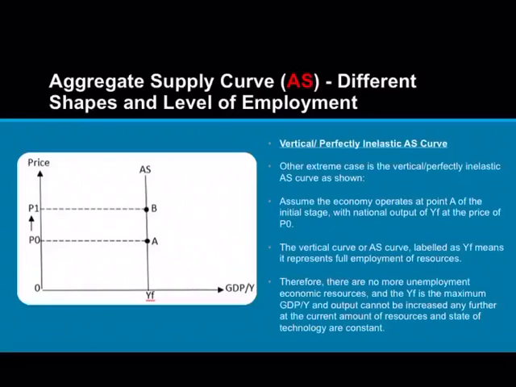Aggregate supply in the long run. You can see the price is P0 at point A, and the quantity at point A is YF. YF means the output level at full employment. That means the country already achieved full employment. It means all the workers in the country are fully employed. There are no more workers, so the country cannot produce beyond this line.